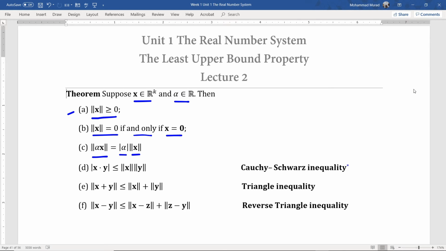Statement D. The absolute value of the dot product of the vectors x and y is smaller or equal to the product of the norms of the vectors x and y. Statement E. The norm of the vector x plus y is smaller or equal to the sum of the norms of the vectors x and y. Statement F. The norm of the vector x minus y is smaller or equal to the norm of the vector x minus z plus the norm of the vector z minus y.